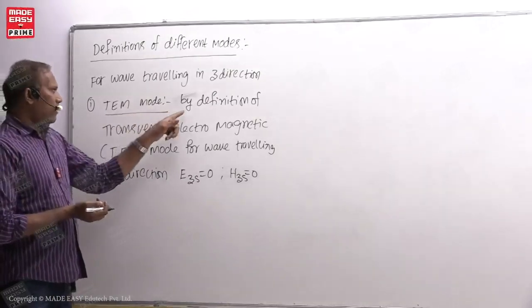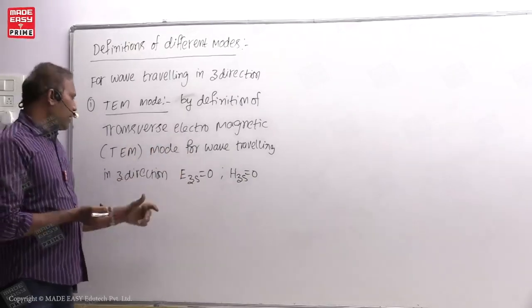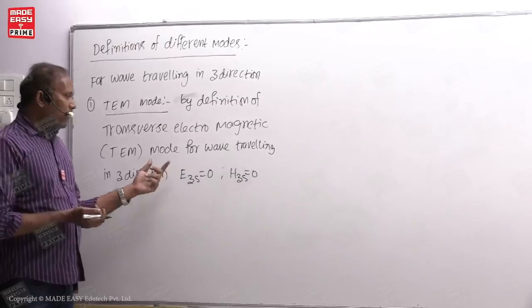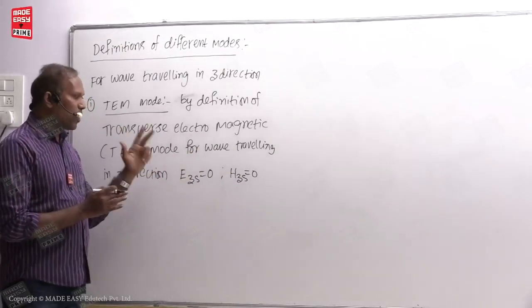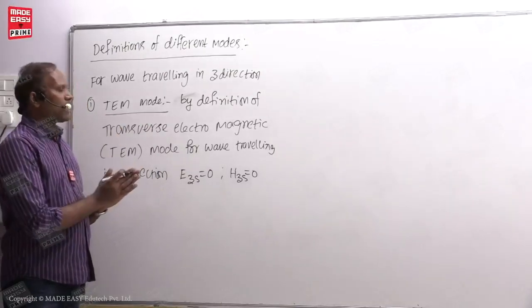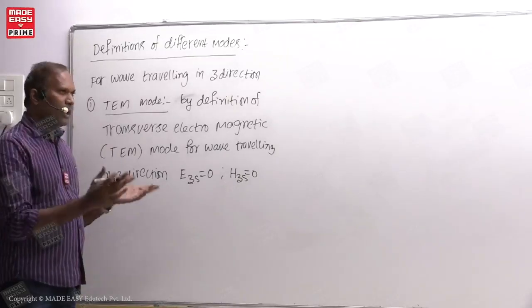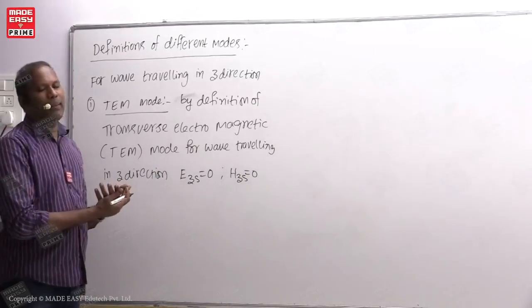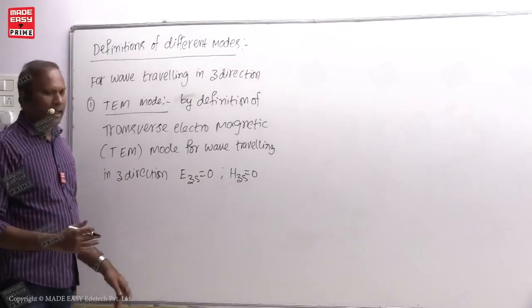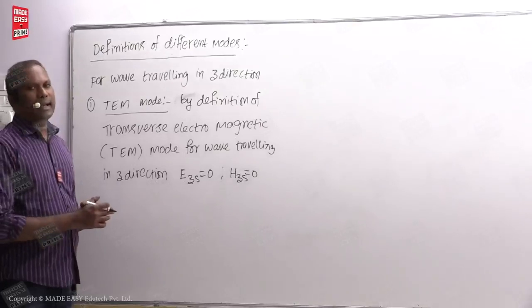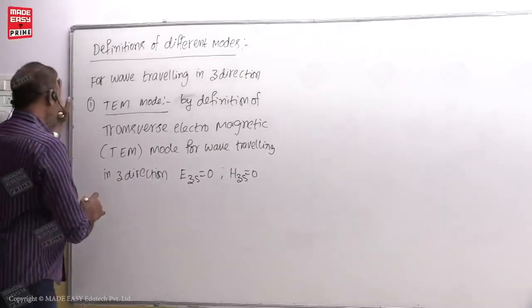TEM mode definition. By definition of transverse electromagnetic mode, for a wave traveling in z direction, electric field z component and magnetic field z component should not be there. That means TEM mode means in the wave propagation direction, that means z direction, electric field and magnetic field should not be there. Then automatically electric field and magnetic field will be 90 degrees to the wave propagation direction. That means electric field has x and y components and magnetic field has x, y components. Okay.